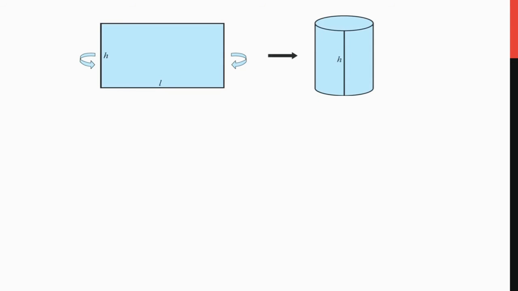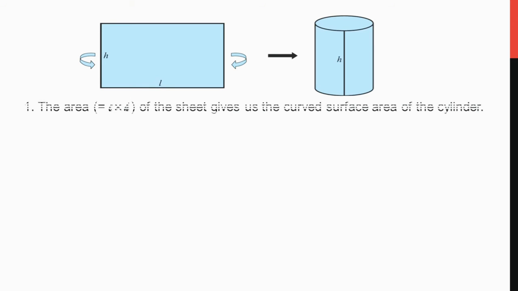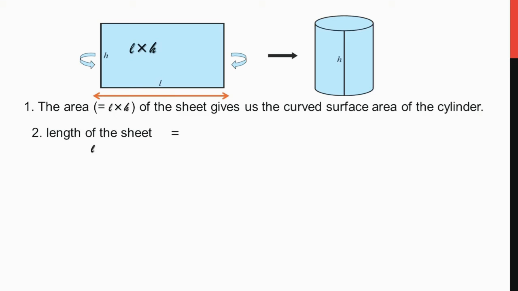Let us try to find the formula for the lateral surface area of the cylinder. Take a rectangular sheet of paper whose length is just enough to go round the cylinder and whose breadth is equal to the height of the cylinder. The area of the sheet gives us the curved surface area of the cylinder, which is equal to L into H. Note that the length of the sheet, that is L, is equal to the circumference of the circular base, which is equal to 2 pi r.